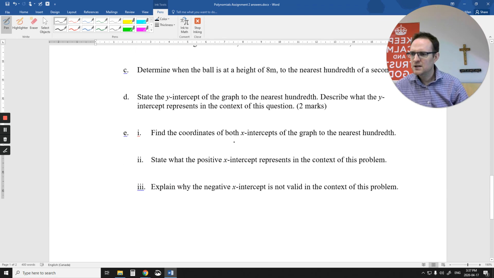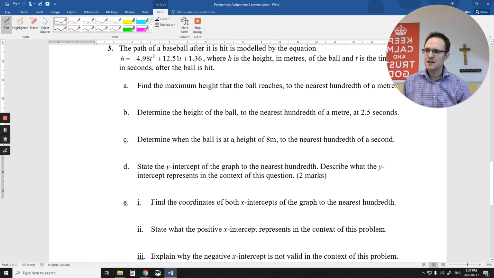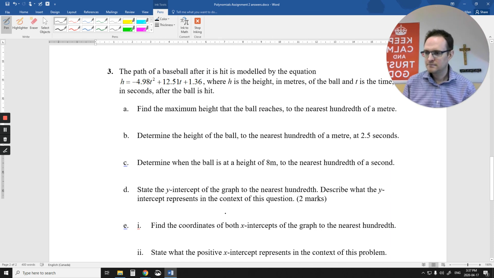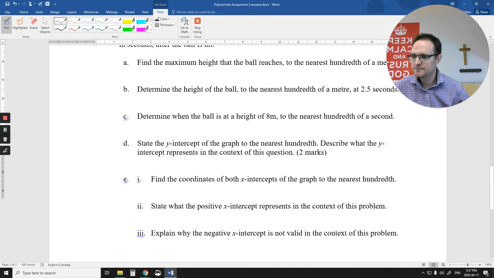Okay, so this one here, we're just going to use the graph to help us find appropriate domain and ranges. What else do we have to do here? Yeah, explain why negative x-intercepts.